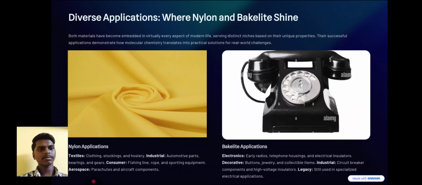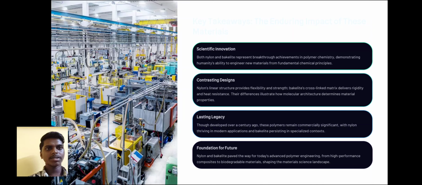Bakelite applications. Electronics: early radios, telephone housings, and electrical insulators. Decorative purposes: buttons, jewelry, and collectible items. And in industrial purposes: circuit breaker components and high voltage insulators. Legacy: still used in specialized electrical applications.